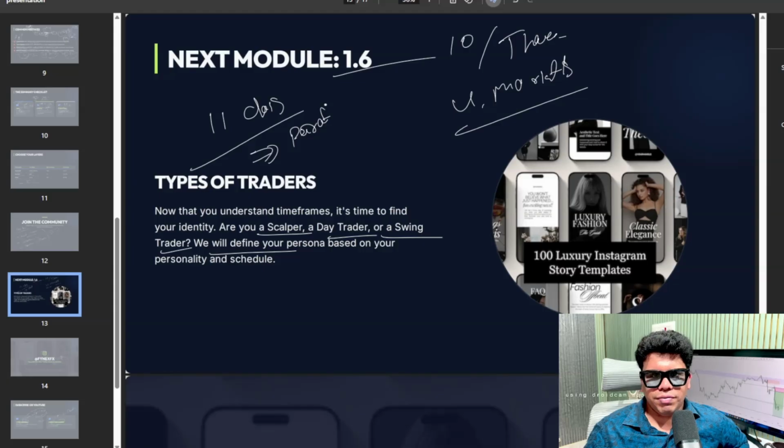But after consistent learning, consistent journaling, and everything, I became a break even trader. Then I realized that I needed to improve my risk to reward ratio. Then I improved my risk to reward ratio. I created some strategy by doing some hedging, and after that it worked in my life.